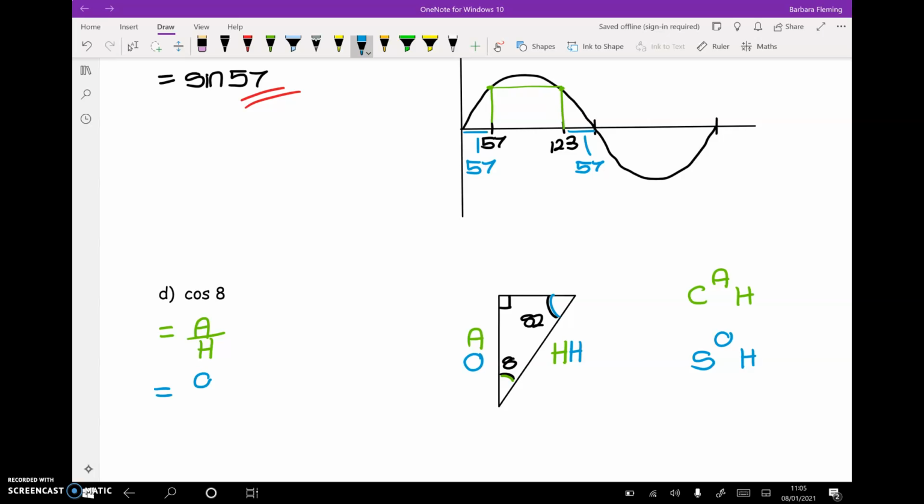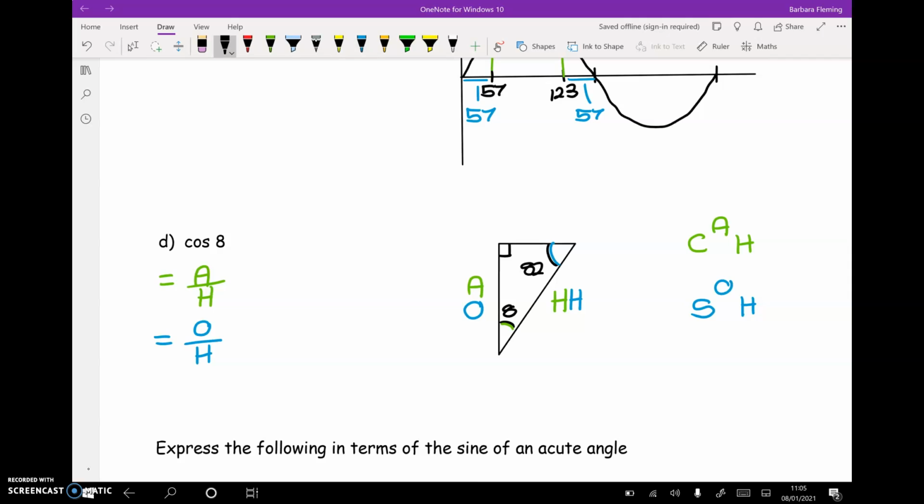That adjacent is the same as the blue opposite. That hypotenuse is still the hypotenuse. So they are equal. So actually, cos of 8 is equal to sine of 82, because sine of 82 equals opposite over hypotenuse, and they match. So everything is equivalent there. Again, type it into your calculator, check. Cos 8 equals 0.99, sine 82 equals 0.99. You're correct.